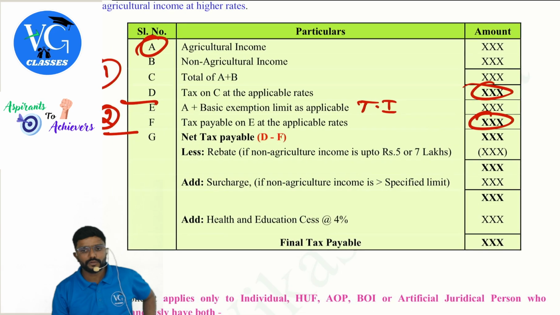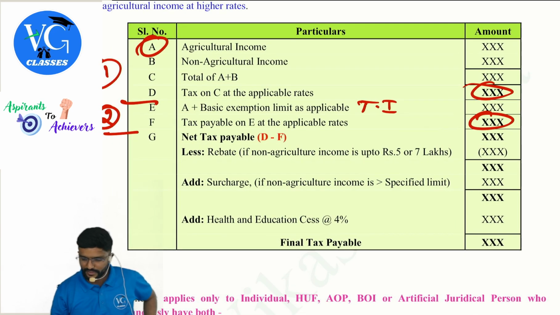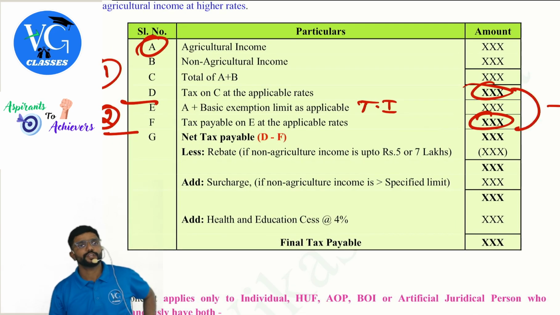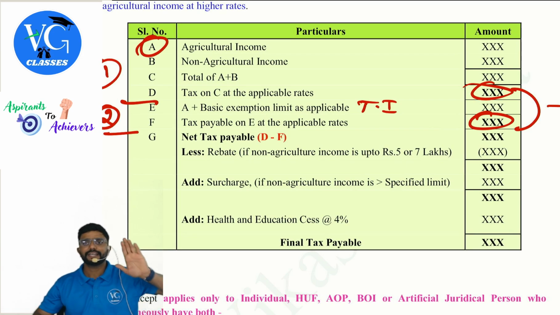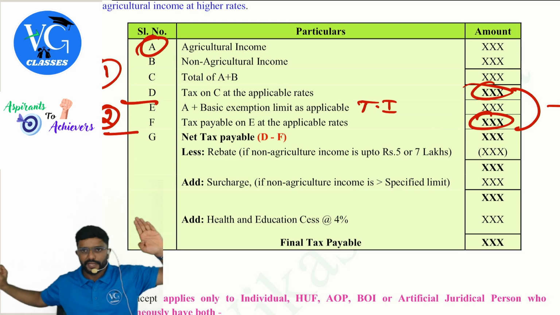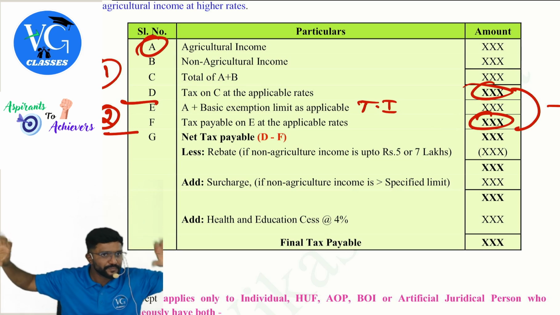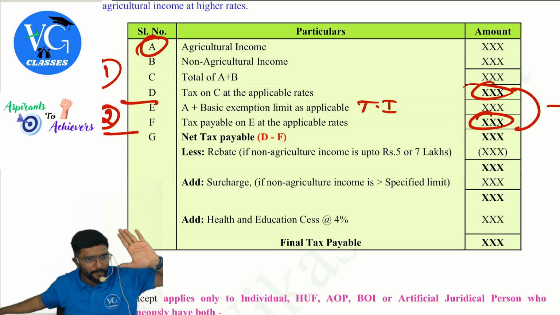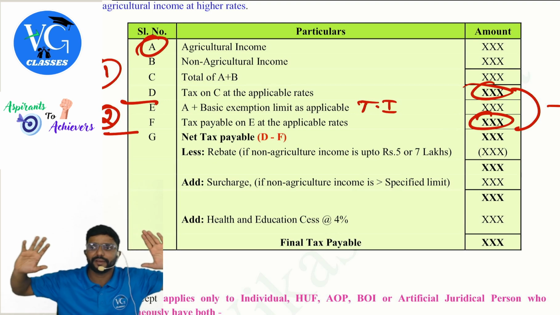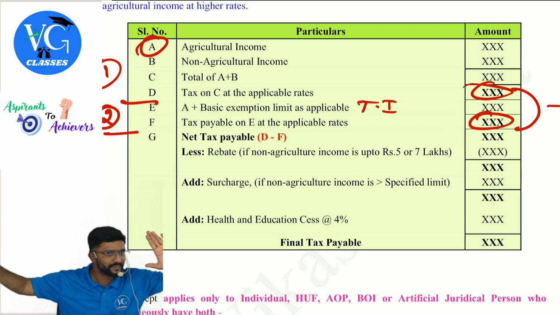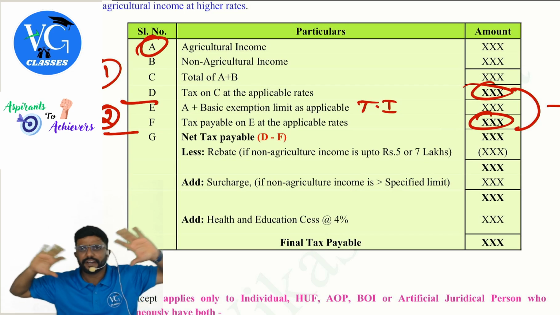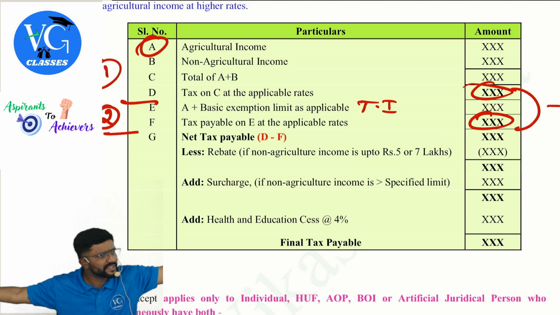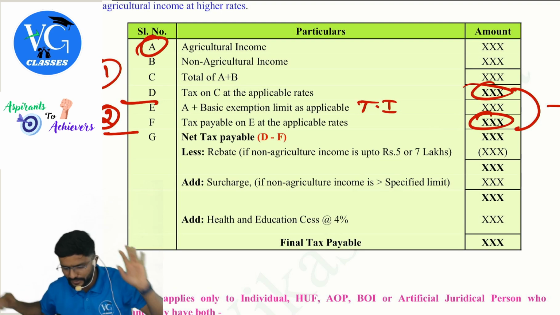Should I pay both, sir? No. D minus F. So in simple terms, tax on your agriculture plus non-agriculture income, minus tax on your agriculture income plus basic exemption limit. I repeat, tax on agriculture plus non-agriculture income minus tax on agriculture plus basic exemption limit. Clear? Rates, everything remains the same. Don't get confused with it.